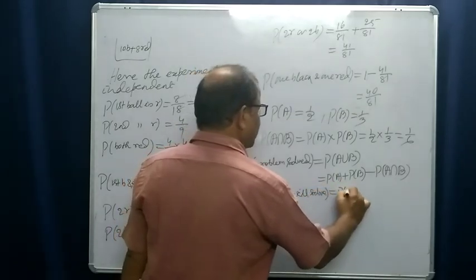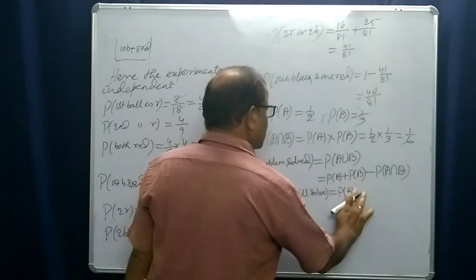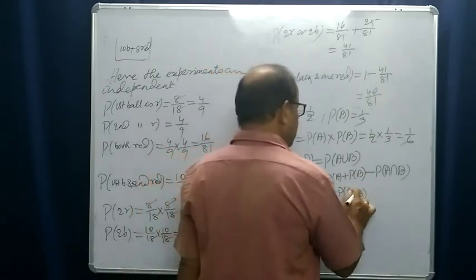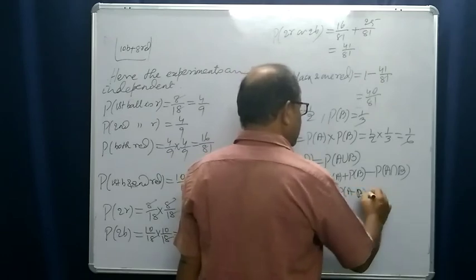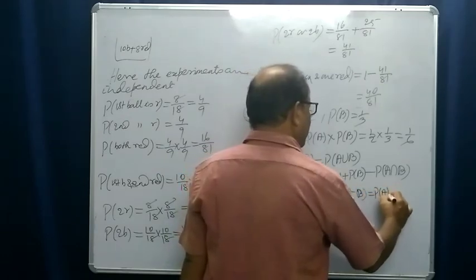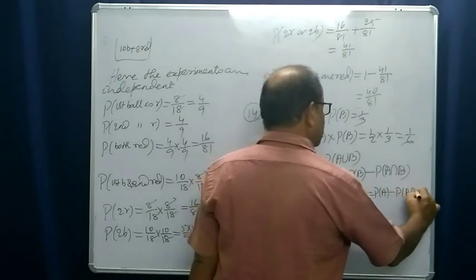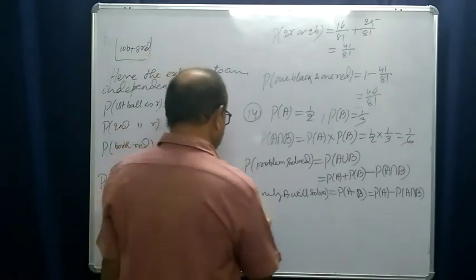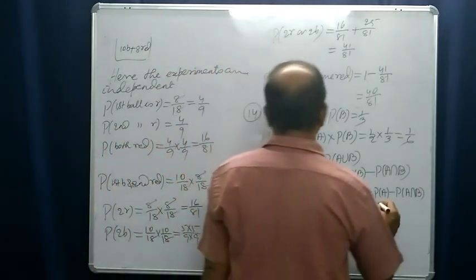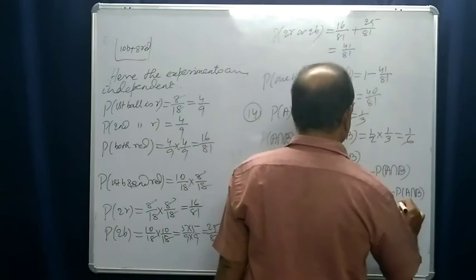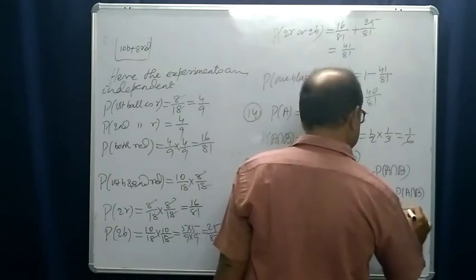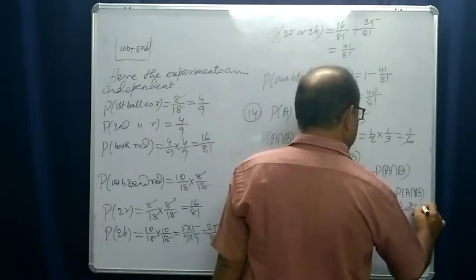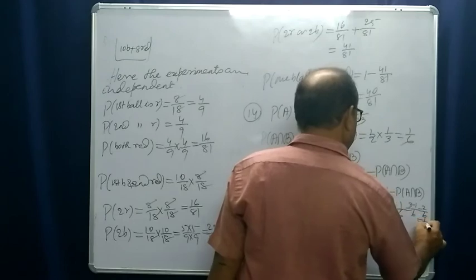That is probability of A difference B, it is not a condition, A difference B. That is equal to probability of A minus probability of A intersection B. You know probability of A intersection B. So probability of A is 1 by 2 minus 1 by 6, that is 3 minus 1 by 6, that is 2 by 6, that is 1 by 3.